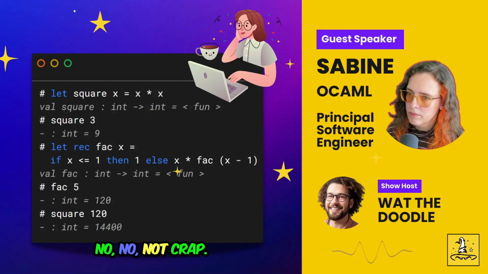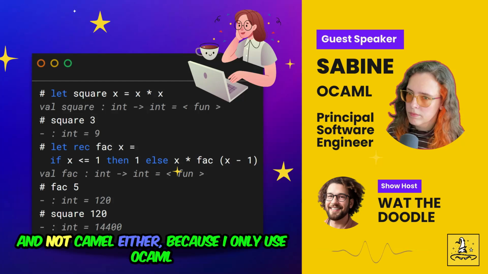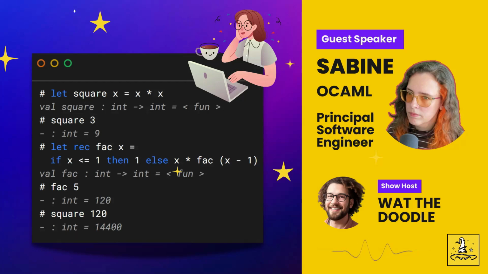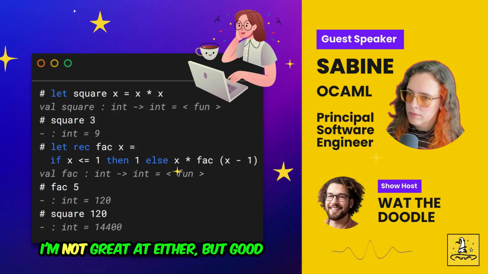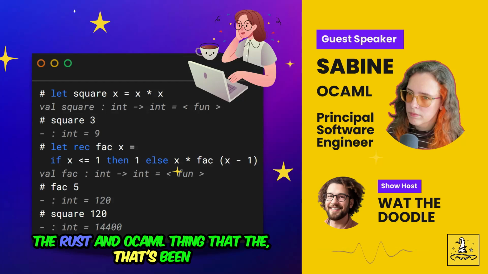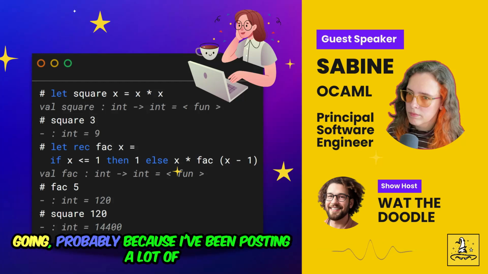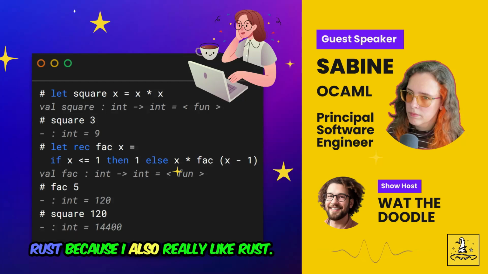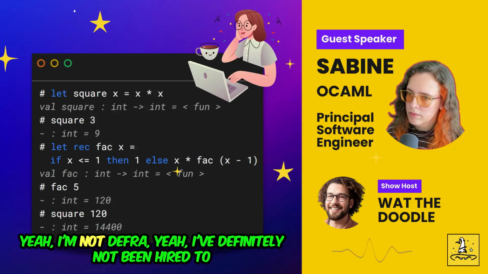Not camel, no, not crab, and not camel either, because I only use OCaml since 2022, and I learned Rust before that. I'm not great at either, but good enough to be dangerous and do things. The Rust and OCaml thing has been going probably because I've been posting a lot of camels under people's posts and also commenting favorably on Rust because I also really like Rust. Yeah, I'm not different.